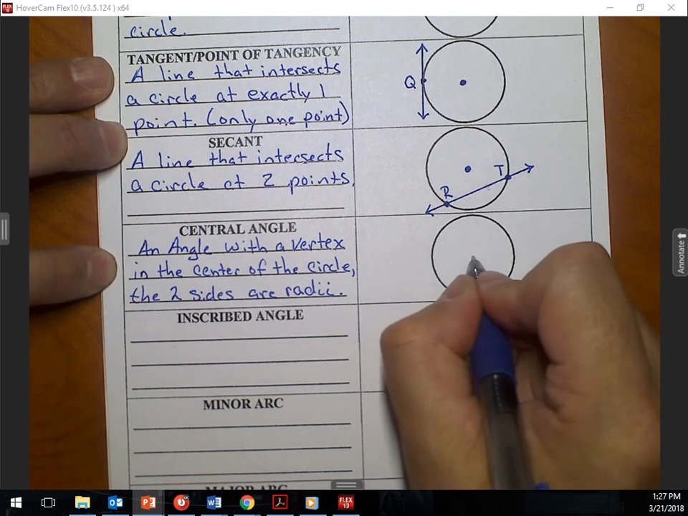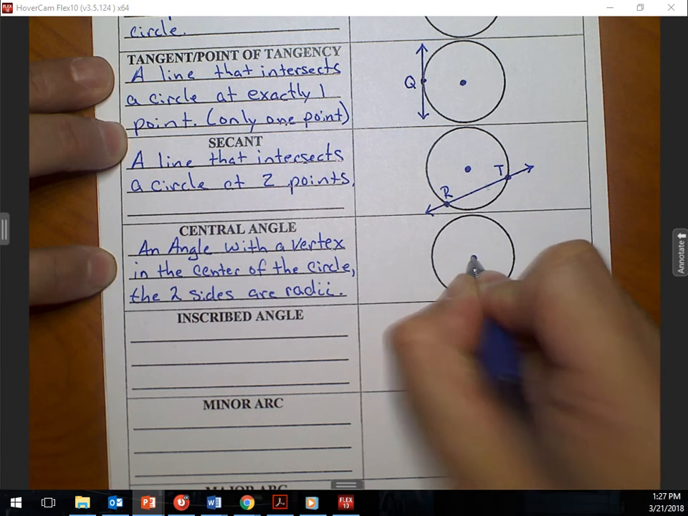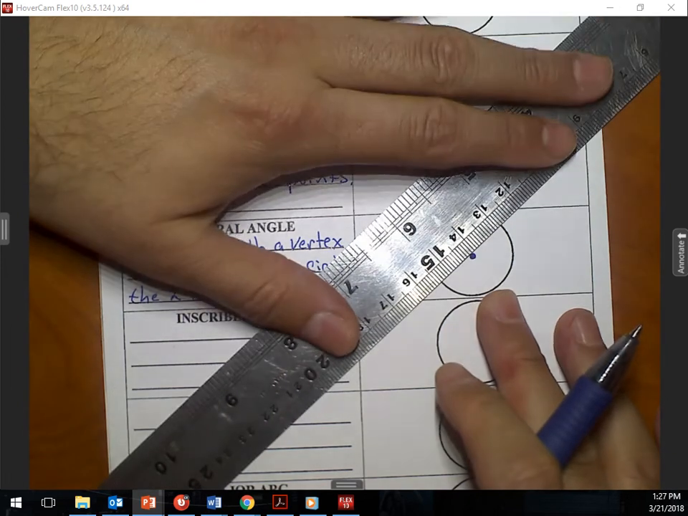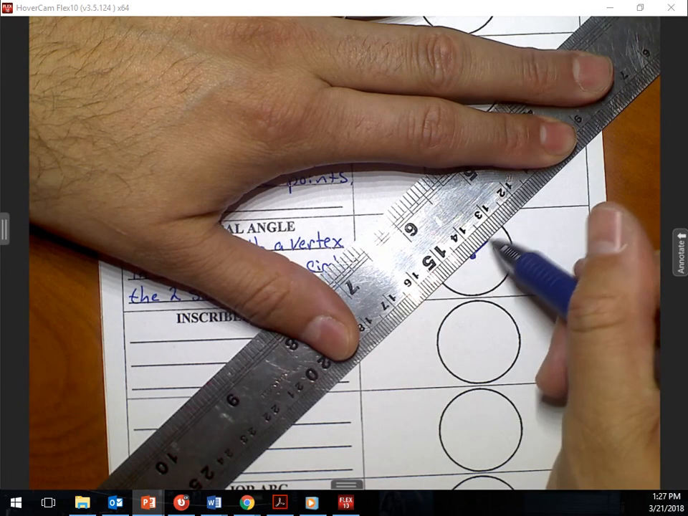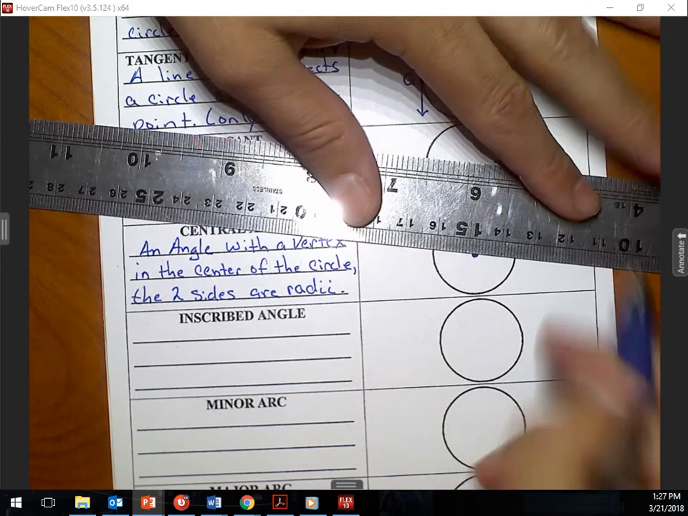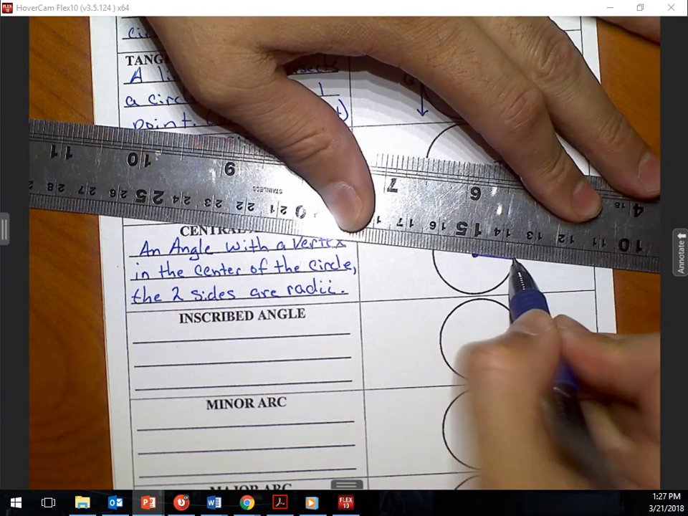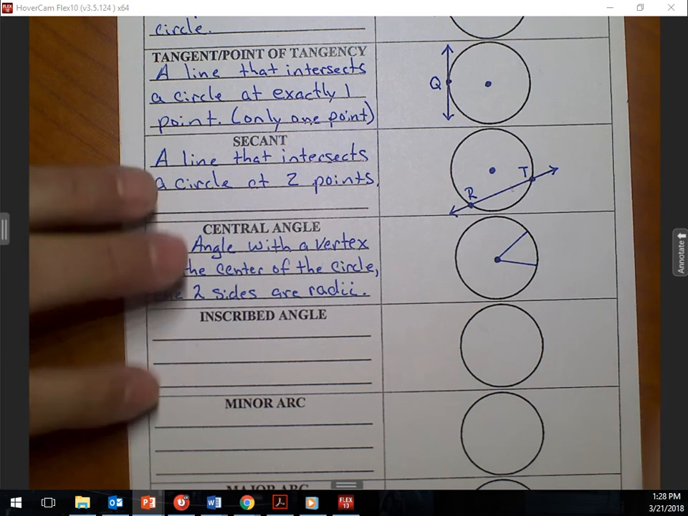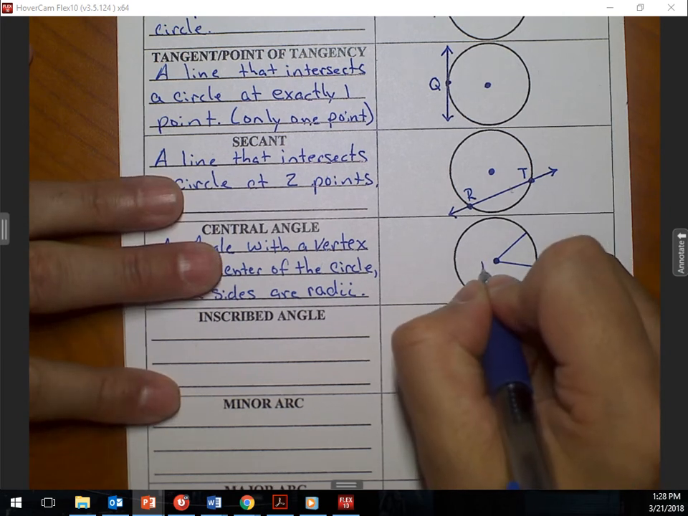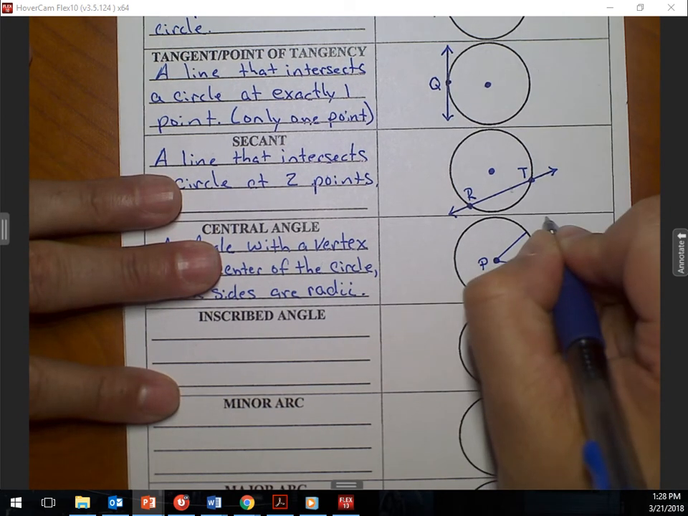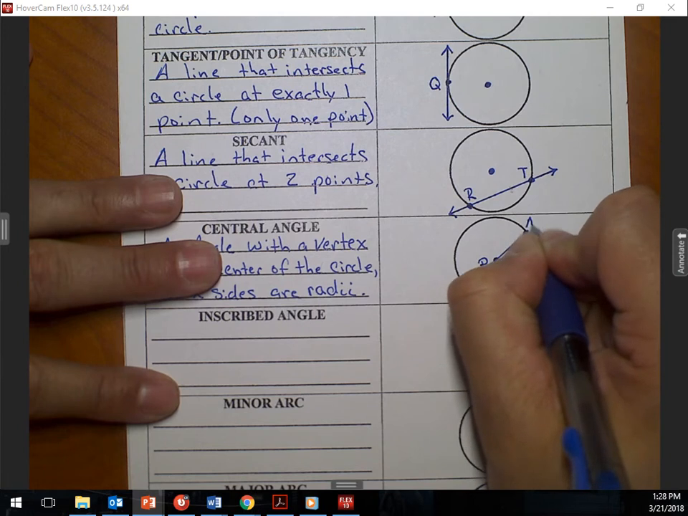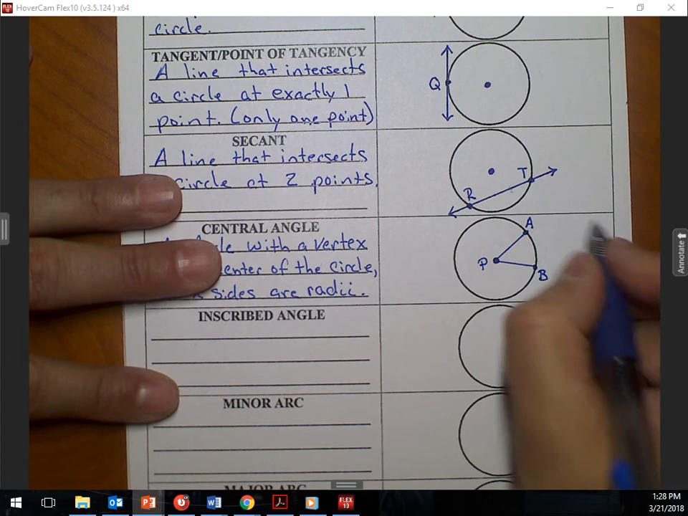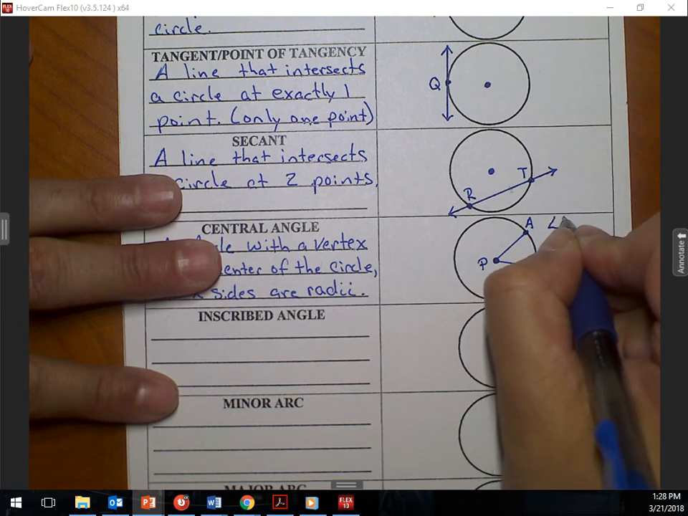So I draw my dot for my center here. It's going to look like that. And then I could label it point P. This is going to be A, this is going to be B. So this is going to be called angle APB.